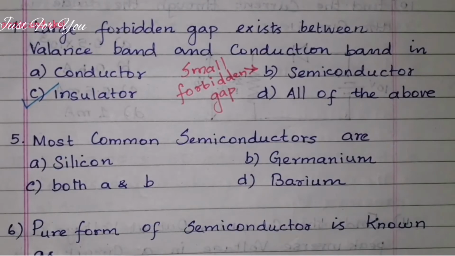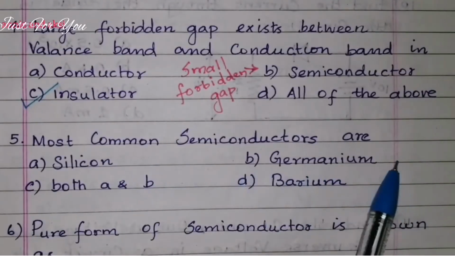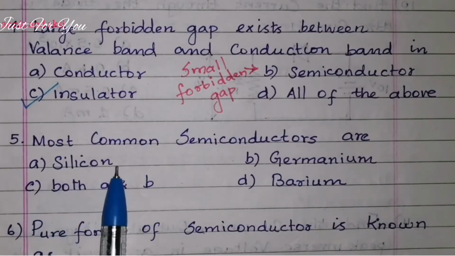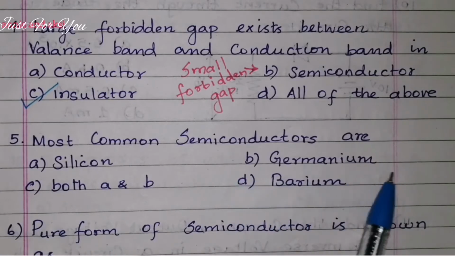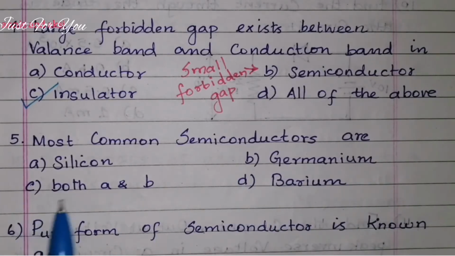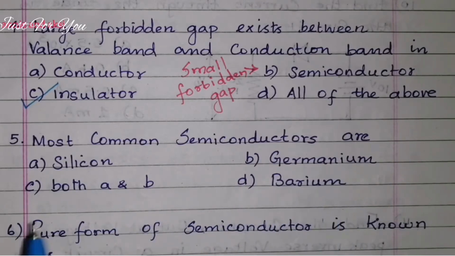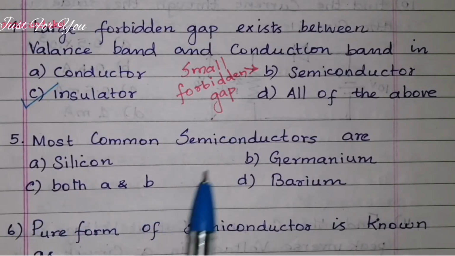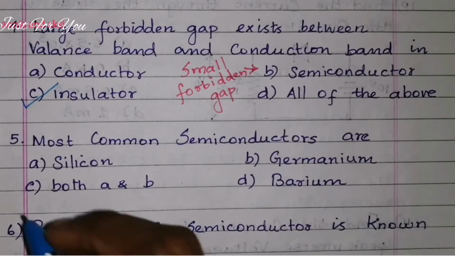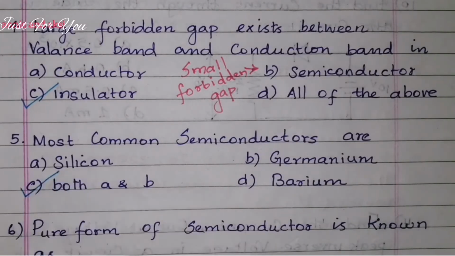Next question. Most common semiconductors are option A silicon, option B germanium, option C both A and B, that is silicon and germanium, option D barium. The answer is option C, both A and B. The most commonly used semiconductors are silicon and germanium. So the answer is C.